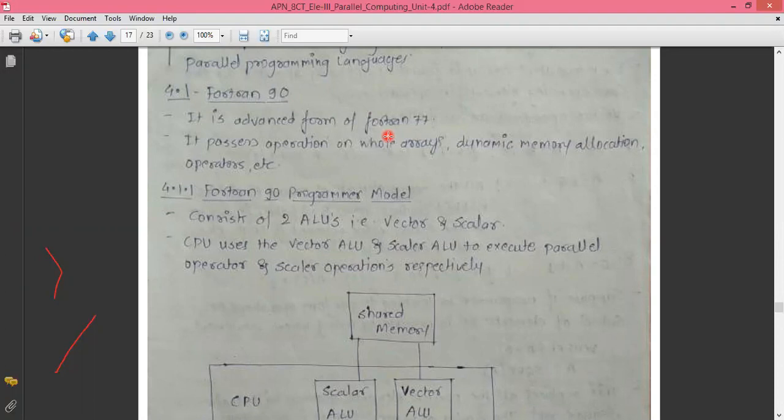Then 13 more instructions were added in Fortran 90, to make it 90. So initially when Fortran 77 was established, the programming language could execute only 77 instructions. Later a newer version was introduced wherein we have 90 instructions. That is the reason it is called Fortran 90.